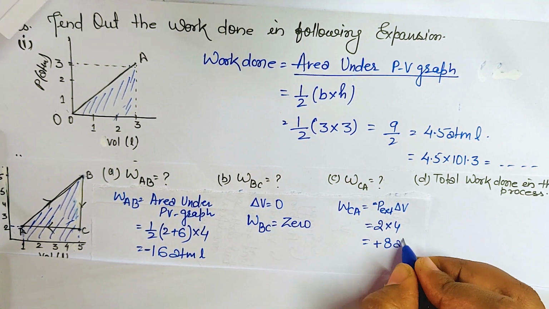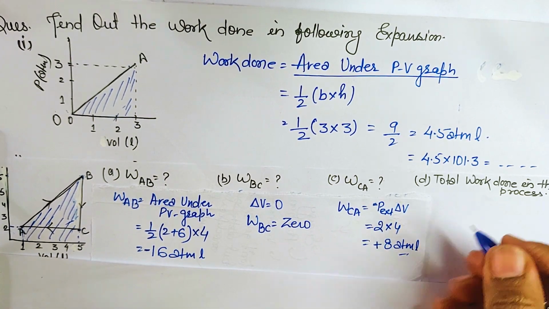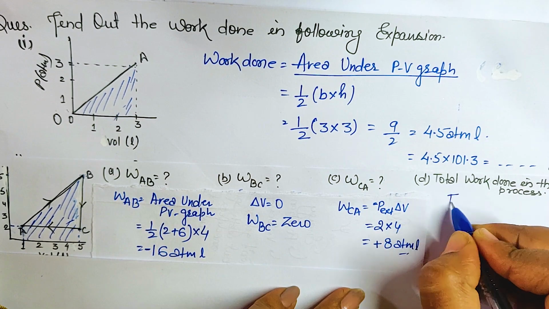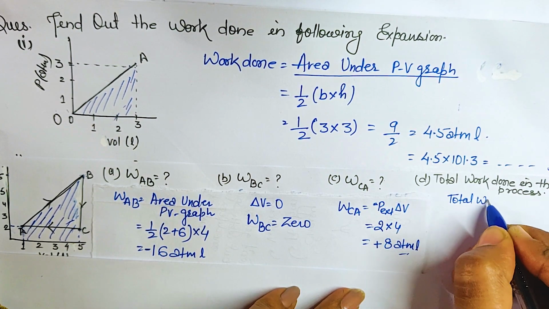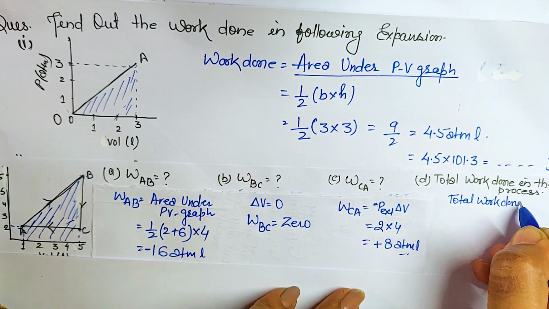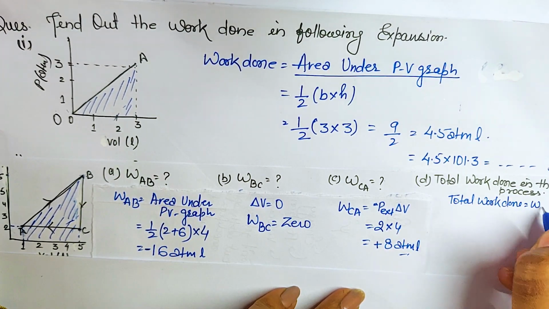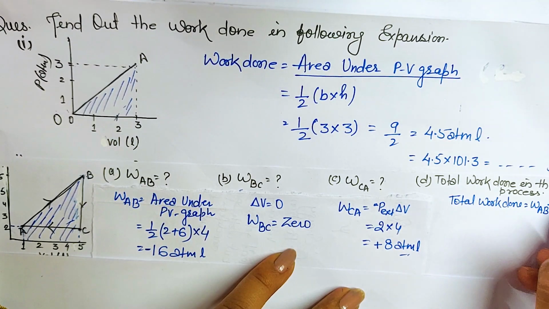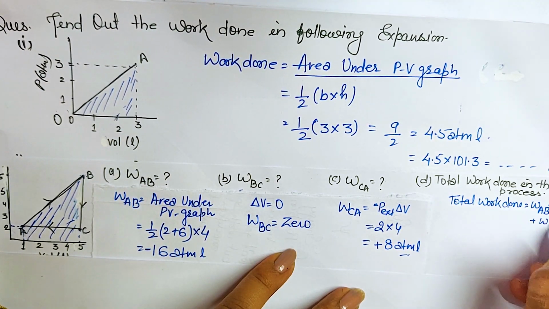Now this is atm per liter. And if I ask what will be the total work done, we can see that total work done is equal to W_AB plus W_BC plus W_CA.